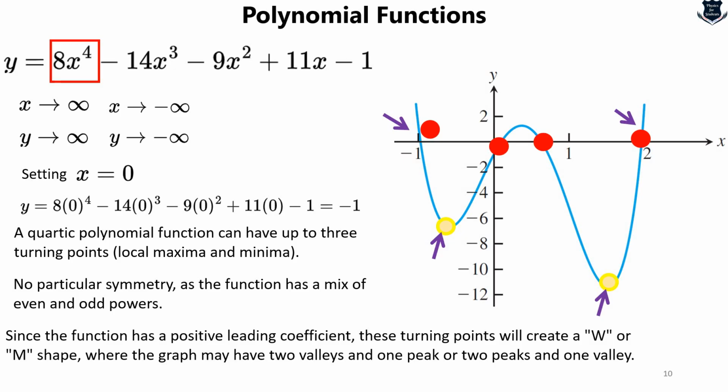Here the function has both even and odd powers, so there is no specific symmetry. And because the degree is even and the leading coefficient is positive, both ends of the graph will move upwards towards positive infinity and negative infinity. Let us look into another kind of equation, and how it shows.